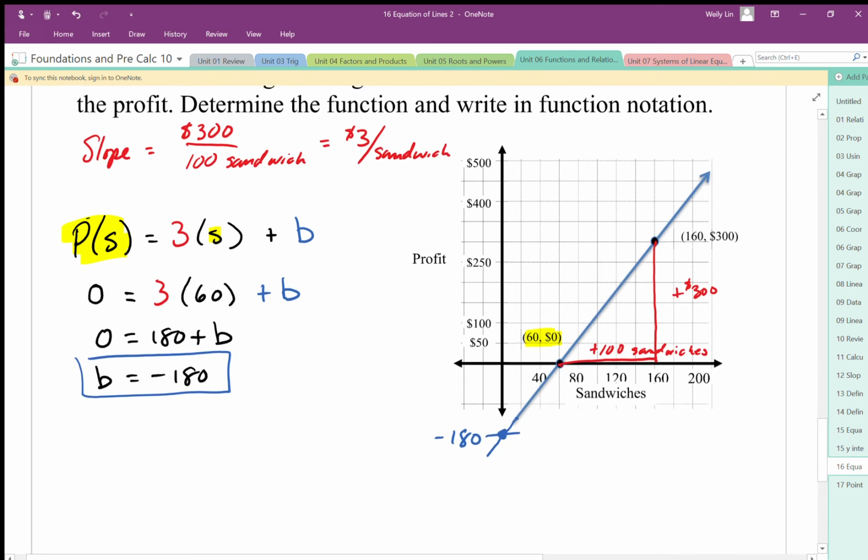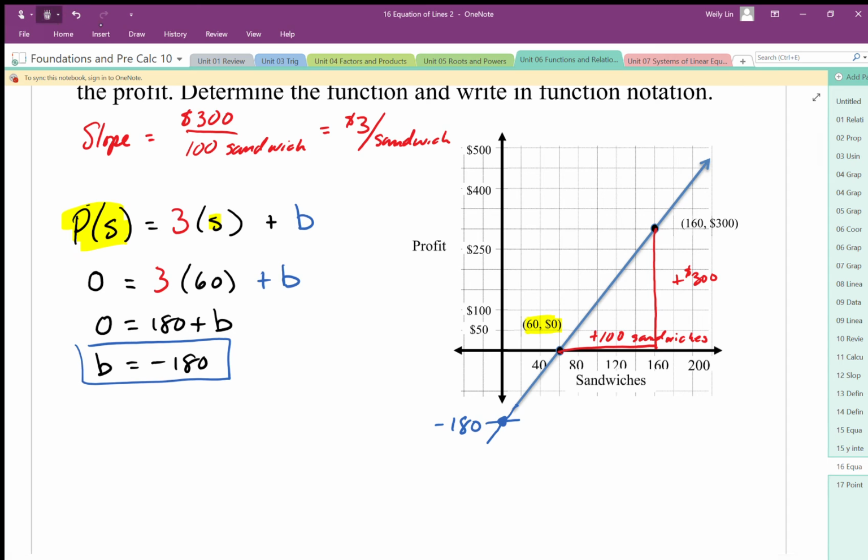And my function then is going to look like this. My profit as a function of sandwiches is equal to $3 per sandwich times the number of sandwiches. And then we're going to start off with $180 loss. Okay, so there's my function relationship.